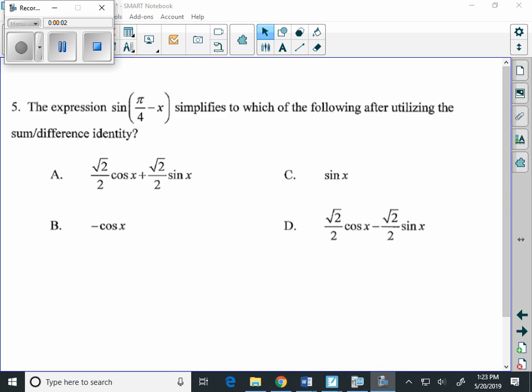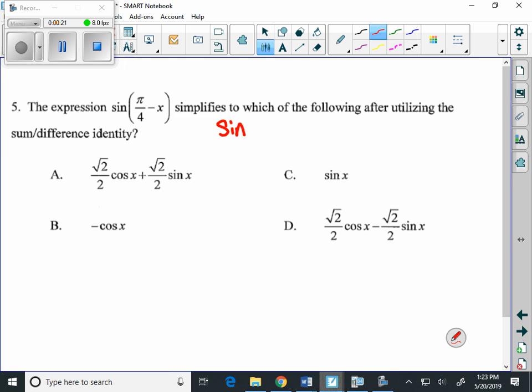The expression sine of pi over 4 minus x simplifies to which of the following after using the sum or difference identity. Again, you may want to go back and look at your sum and difference identities, or you can flip the page back. But the formula that we're going to be using on this particular problem is going to be sine of A times cosine of B minus cosine of A sine of B. And the A is the pi over 4, and the B is the x.